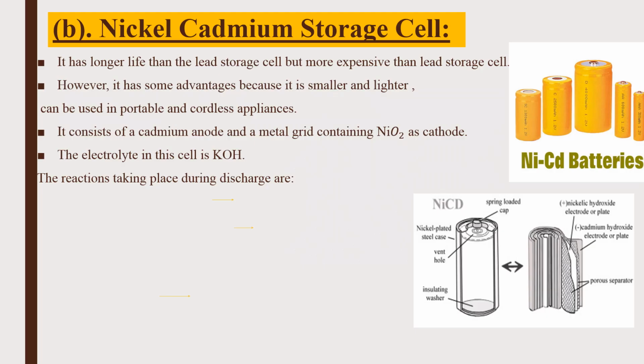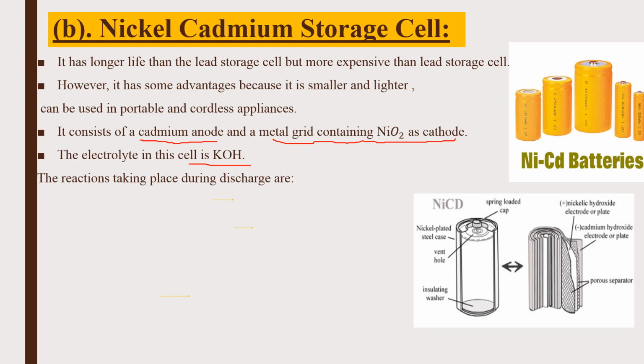The next type of cell is the nickel cadmium storage cell. It has a longer life than the lead storage cell but is more expensive. However, it has some advantage because it is smaller and lighter and can be used in portable and cordless appliances. This nickel cadmium storage cell consists of a cadmium anode and a metal grid containing nickel dioxide as the cathode. The electrolyte in this cell is KOH.